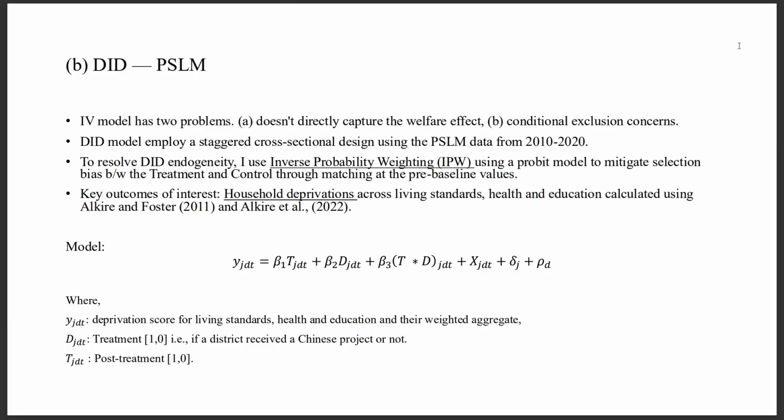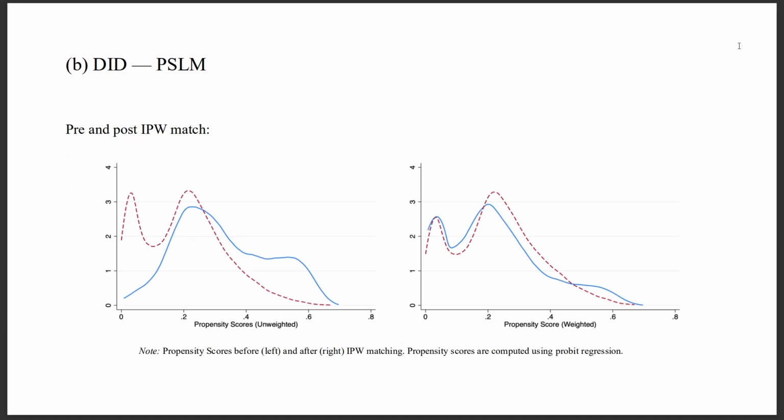So as I mentioned, IV has two problems. A, it doesn't directly capture the welfare effect, and then conditional exclusion concerns are there, which is why I'm using this model. So my DID model looks something like this. For that, my outcome variable is a deprivation score constructed through the multidimensional poverty idea presented by Alkire and Foster. It has three dimensions: health, education, living standards, and then the aggregate.